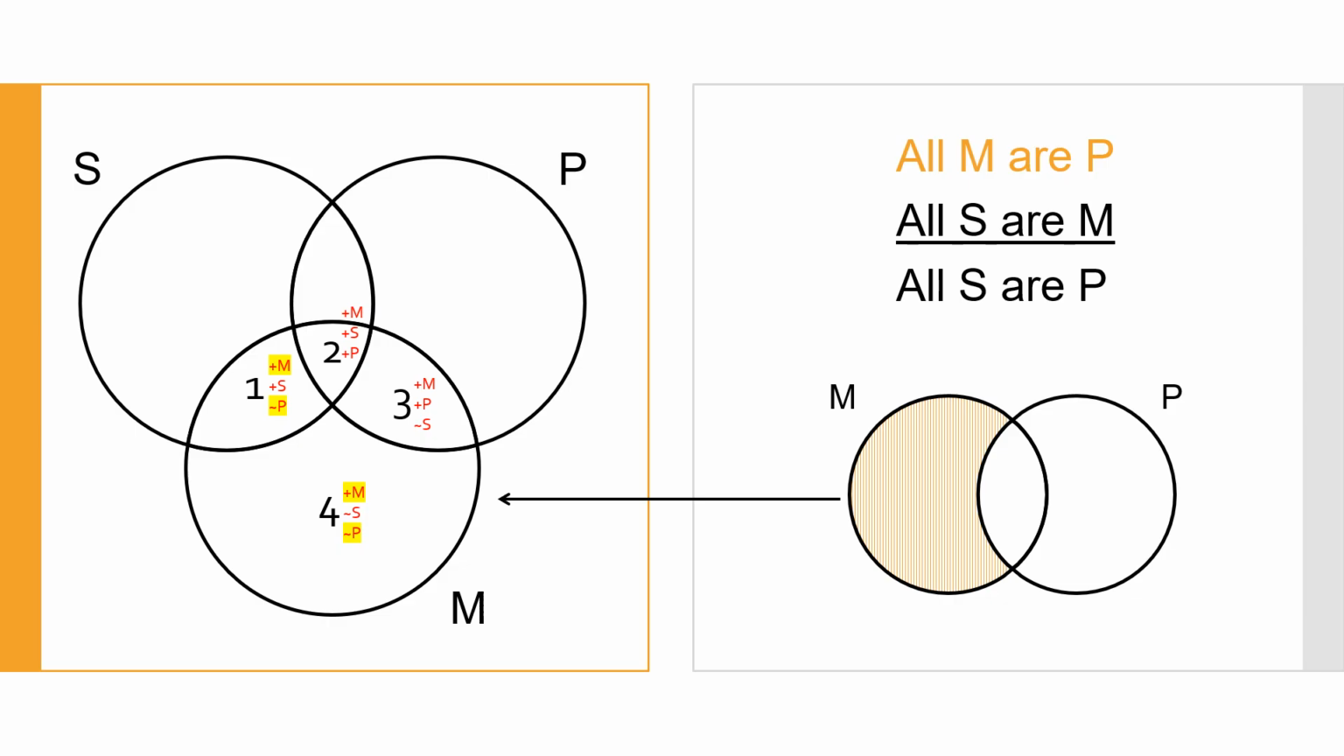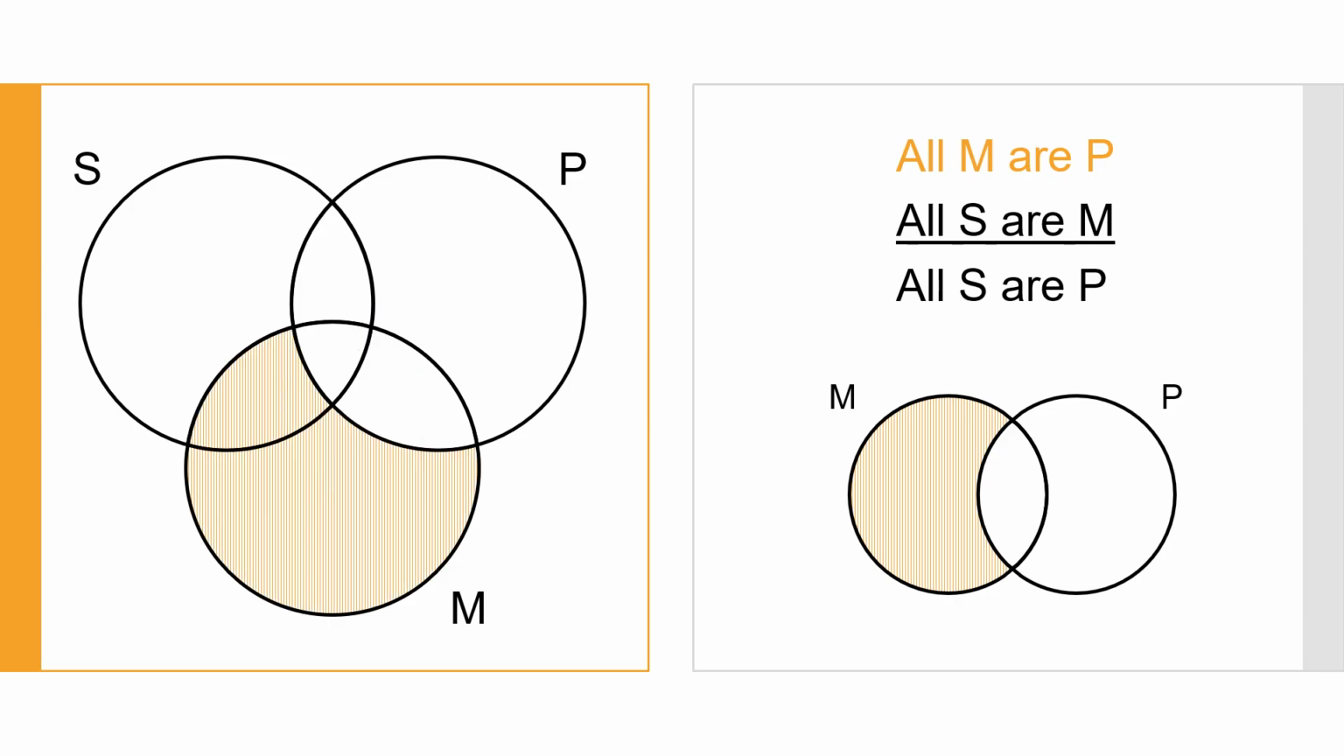So the basic idea here is I want to find, of those four pieces, the two pieces that don't fit anywhere into the P circle. And of course, that will be number one and number four. Those are both in the M circle, but they're not in the P circle. Number two and number three are both in the M circle and the P circle, and those aren't going to be what we're looking for.